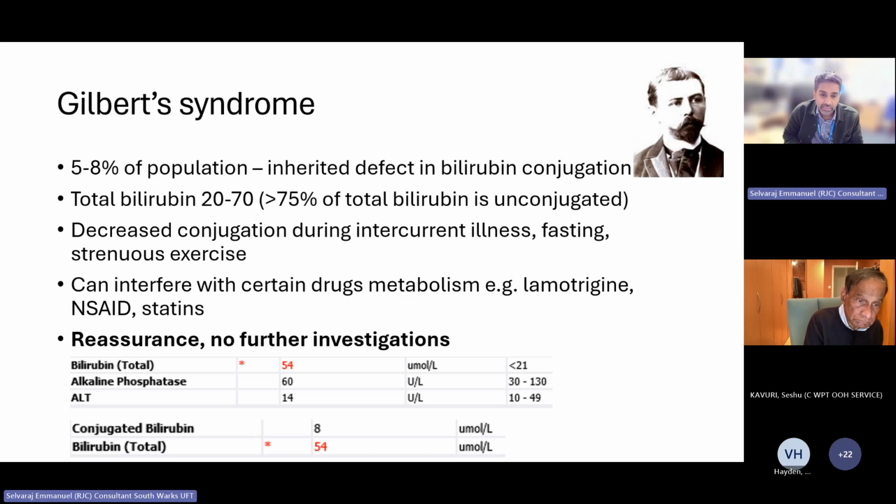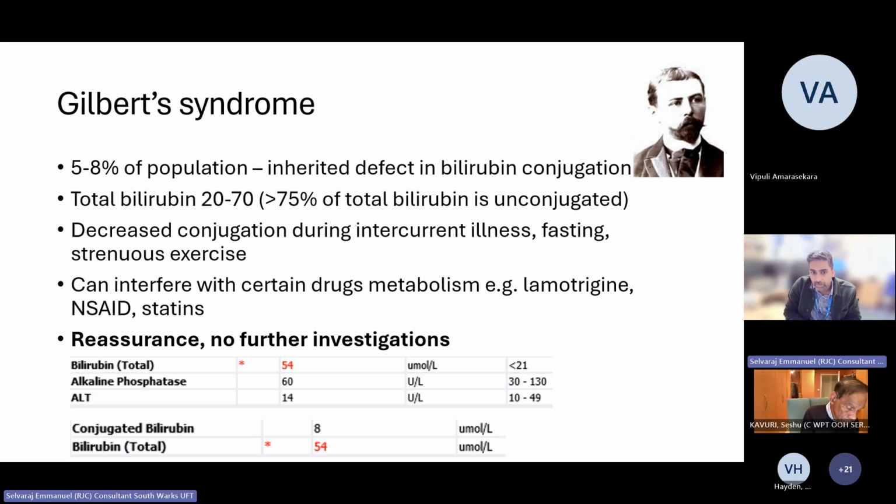I recently saw a patient in clinic, even just last week, who ended up having quite a lot of investigation, including an ultrasound and MRCP as well. And actually, it was all Gilbert's in the beginning. You can see a historical blood test from 2020 that showed that the bilirubin was already raised then. So I think it's important to bear in mind and reassure patients to avoid any unnecessary investigations.